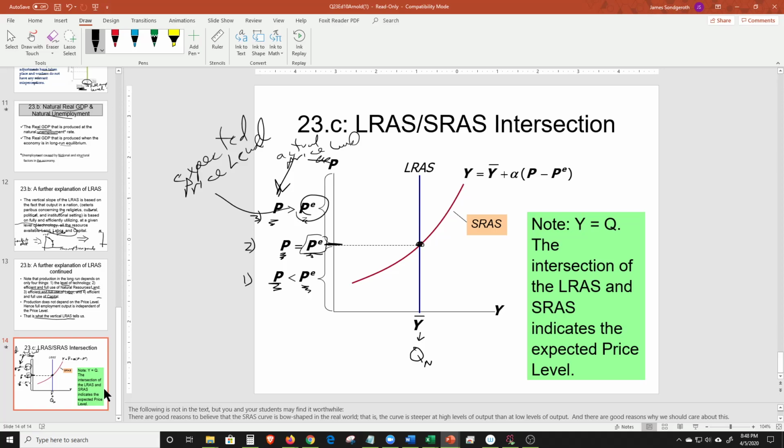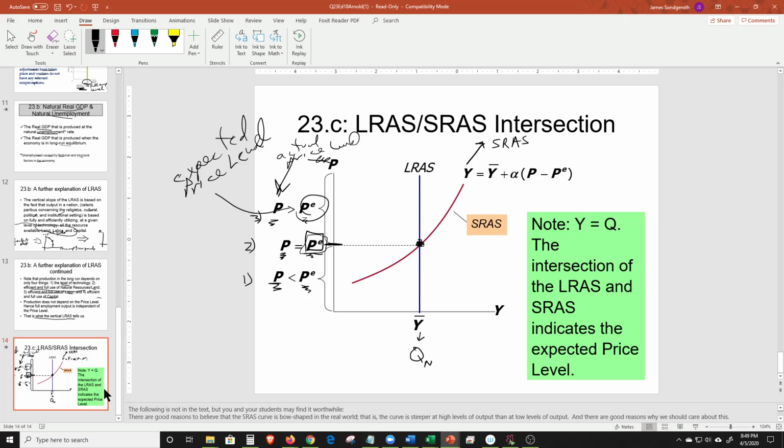And so the intersection, and this Y is really the short run aggregate supply curve. So where it intersects the long run aggregate supply curve, that tells us what businesses, workers, and consumers expect the price level to be in the coming year or so. Okay, and they make their decisions on that as far as how much to work, how much to buy, how much to produce.